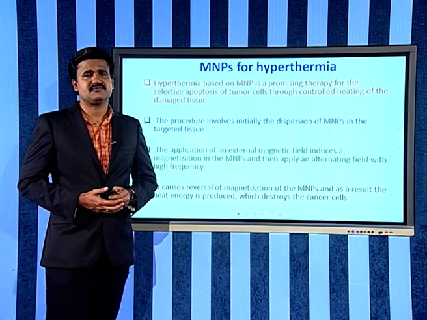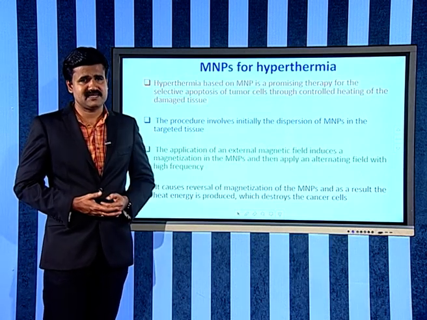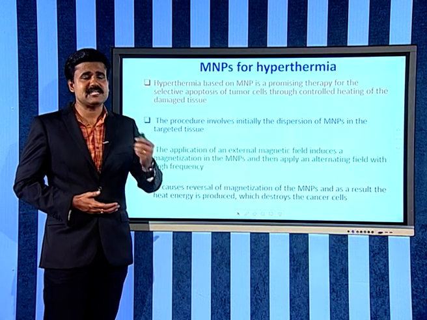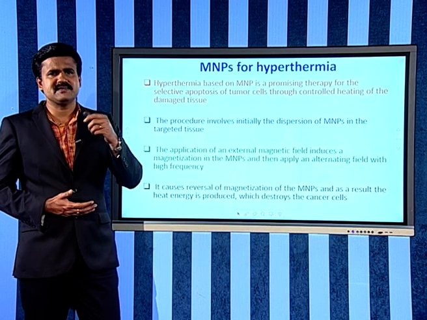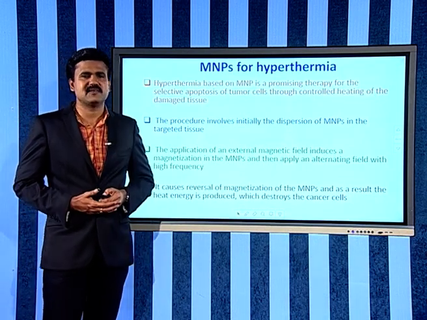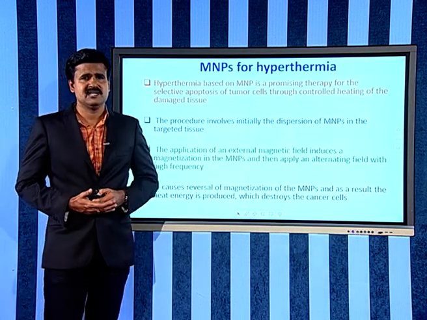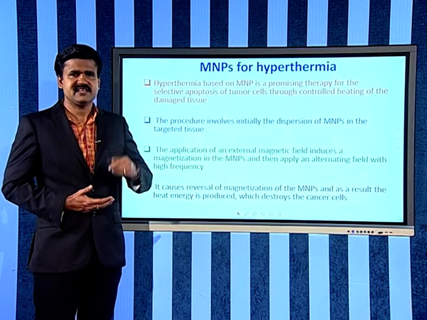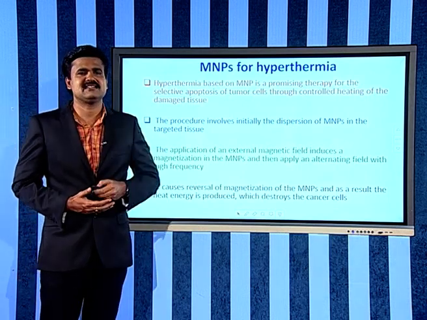Magnetic nanoparticles for hyperthermia. Hyper means high, thermia means temperature. Hyperthermia is a treatment method based on magnetic nanoparticles. It is a promising therapy for the selective apoptosis of tumor cells through controlled heating of the damaged tissue. The procedure initially involves the dispersion of magnetic nanoparticles in the targeted tissue.